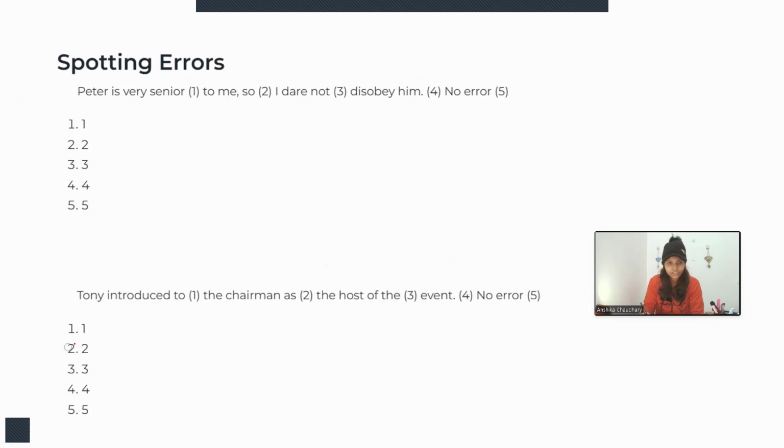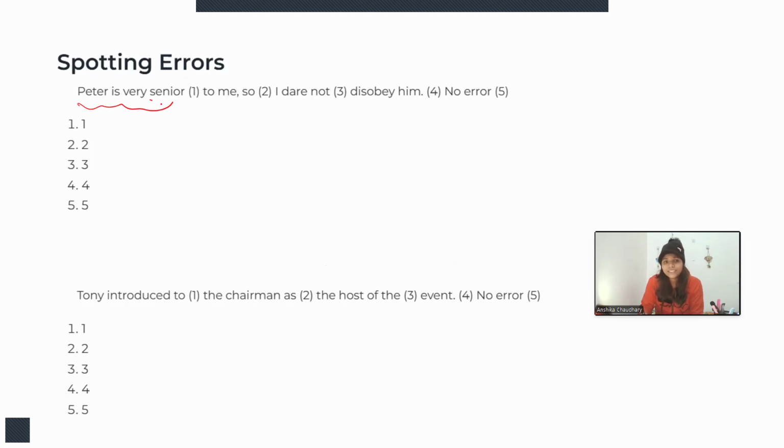Moving on to the next question, spotting errors. There is a sentence, and it is given in parts. You need to tell in which part the error is. And if there is no error, you need to say option number 5 is the correct answer. Okay. Peter is very senior to me, so I dare not disobey him, and no error. See, the error here is in the first part. Peter is very senior to me.